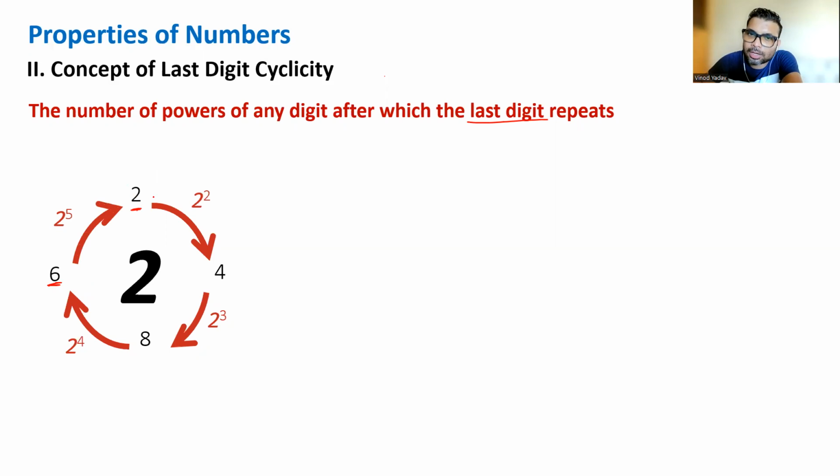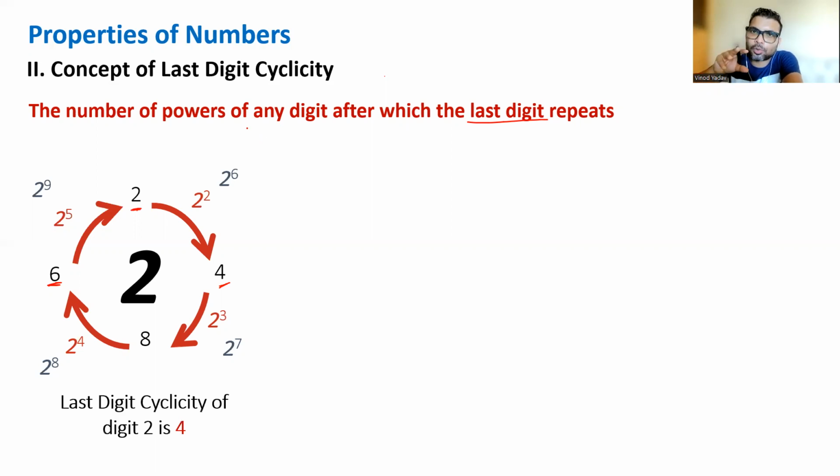Which means after that, 2 to the power 6 will again give you units place 4, and so on, friends. 2 to the power 7 will be 8, 2 to the power 8 will be 6, 2 to the power 9 will be 2, and so on. What did you observe? These 4 digits, 2, 4, 8, 6, 2, 4, 8, 6, keep repeating. Hence, we can see this pattern of units place repeats after every 4 powers. So the last digit cyclicity of 2 is 4.